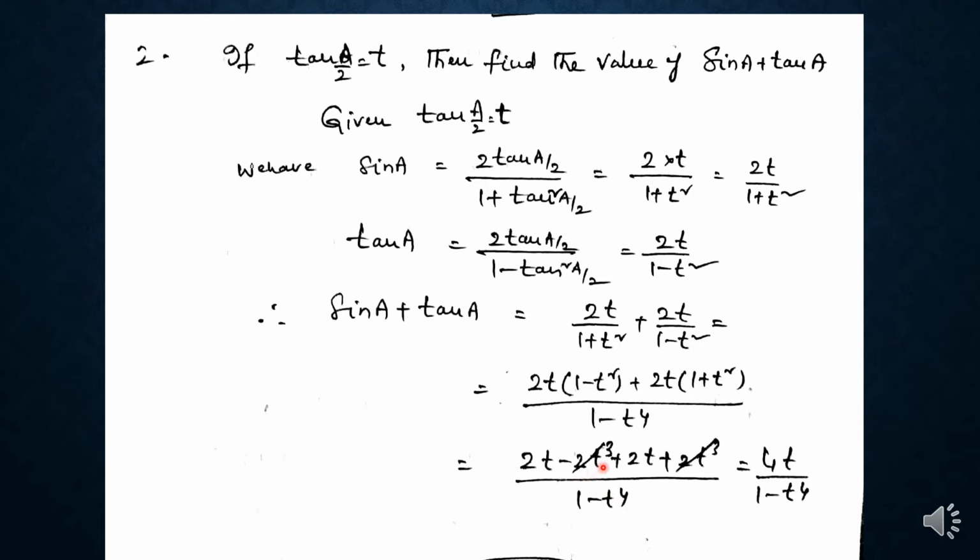Here minus 2t cube plus 2t cube cancel. 2t plus 2t is 4t divided by 1 minus t to the power of 4. So this is the value of sin A plus tan A.